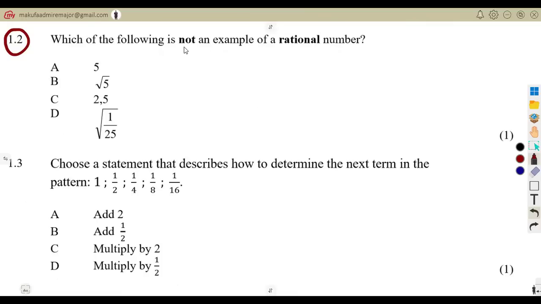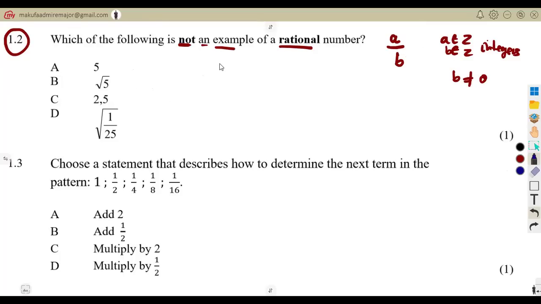1.2, which of the following is not an example of a rational number? Which one is not? Remember that a rational number is the one that we can express in the form of A over B, where A and B are both elements of the integers, where B cannot be equal to 0. Remember your definition of a rational number: if it can be written as a fraction like this, where A and B are integers.